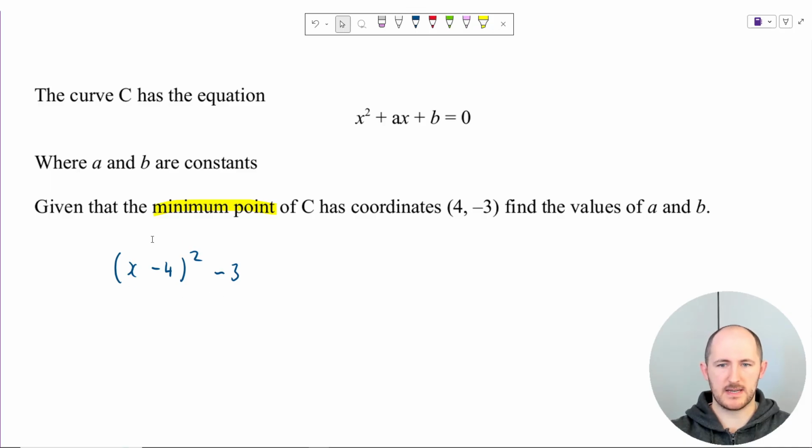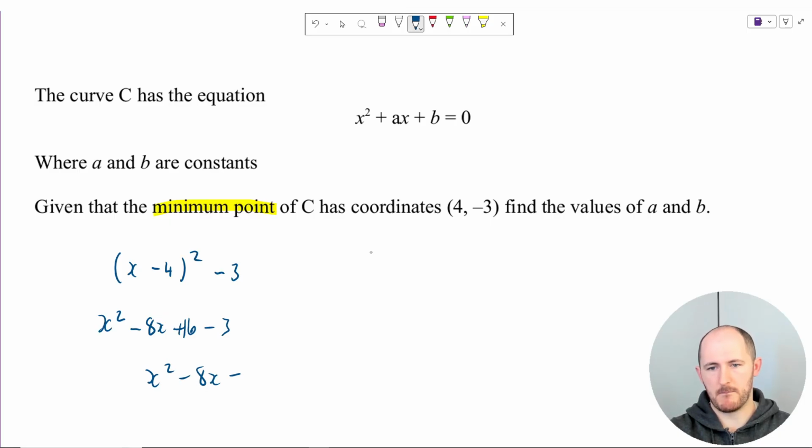Well, if I now expand the brackets, I'm going to get an equation that looks like this, and I can just compare to see what a and b are. Cool. So let's do it. If we expand this, x squared minus 4x is minus 8x plus 16 minus 3. So that gives us x squared minus 8x plus 13. So that is our value for b, and that is our value for a. A is negative 8, b is positive 13, and that's it.